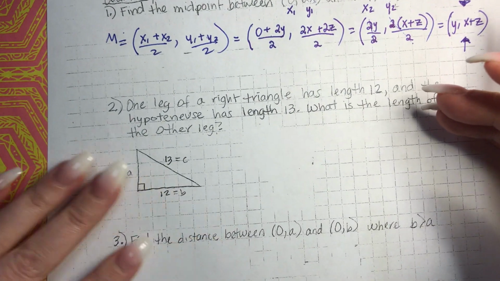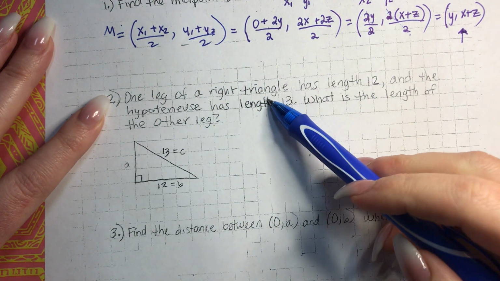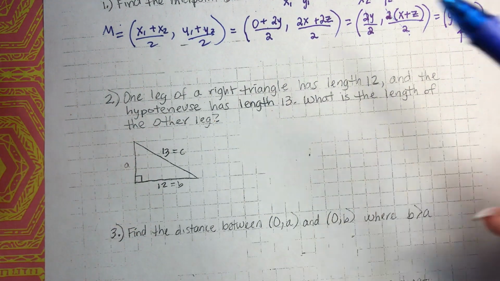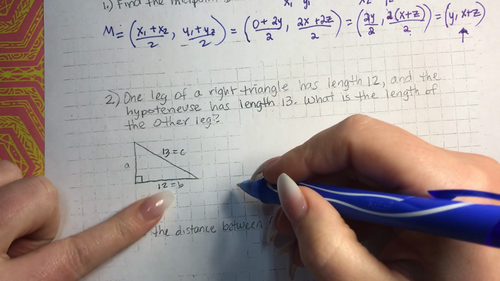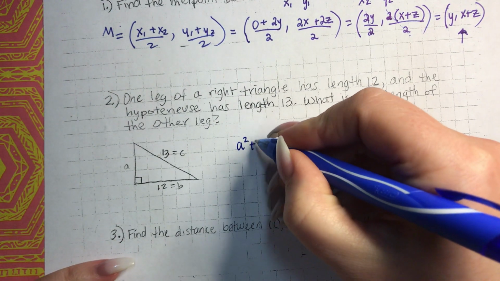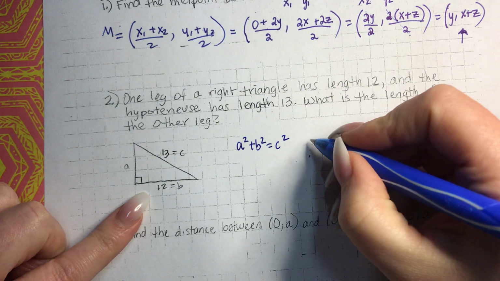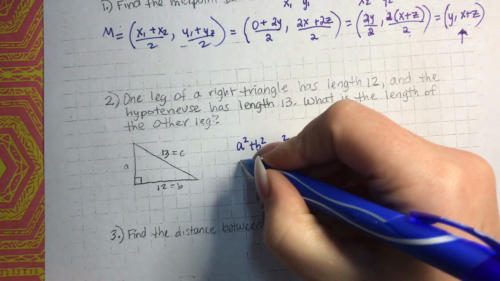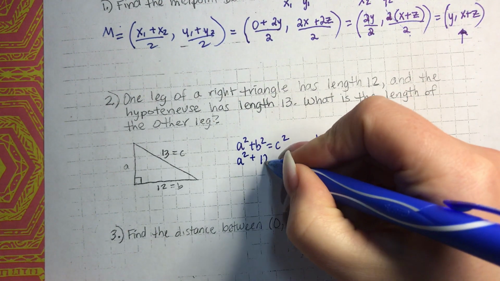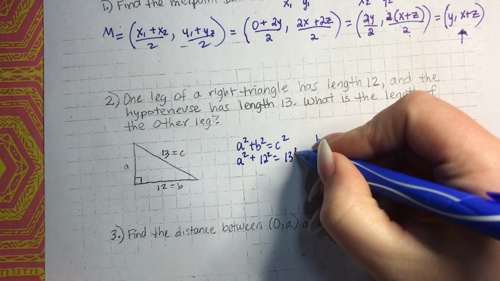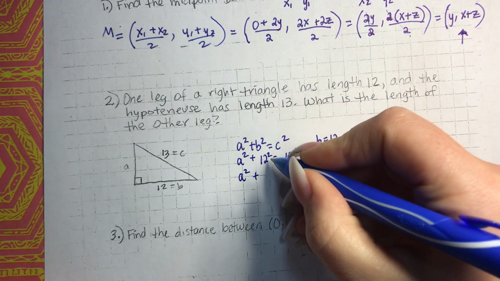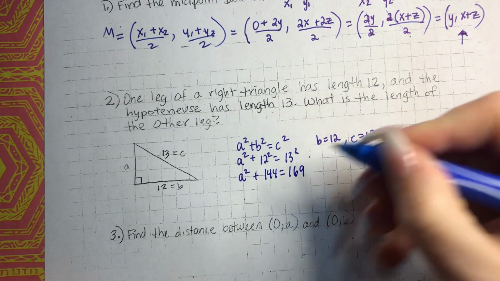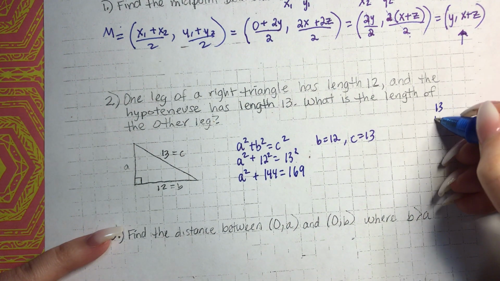All right, let's go to number 2. It says one leg of a right triangle has a length of 12, and the hypotenuse has a length of 13. What is the length of the other leg? It's a right triangle, so we can use the Pythagorean theorem: a squared plus b squared equals c squared. B is equal to 12, c is equal to 13. We substitute in and get a squared plus 12 squared equals 13 squared. 12 squared, 12 times 12, is 144. 13 times 13 is 169. Pretty sure, let me double check.